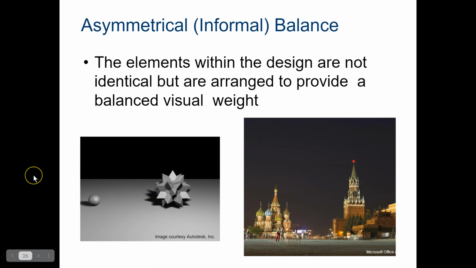Asymmetrical balance is hard for people to get. We refer to this a lot of times as informal. The elements within the design are not identical, but are arranged to provide a balanced visual weight. Imagine dropping a vertical line right through the center of this image. If you look at how much space is taken up by this Moravian star, it would be roughly the same amount as the space not taken up on the left side of the image.